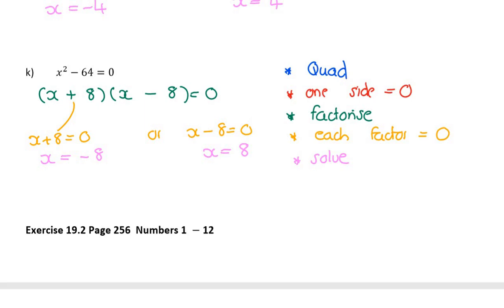So after the next lesson, you would have practiced enough basic quadratic equations to move on to the slightly more difficult ones. Okay, well done everyone.